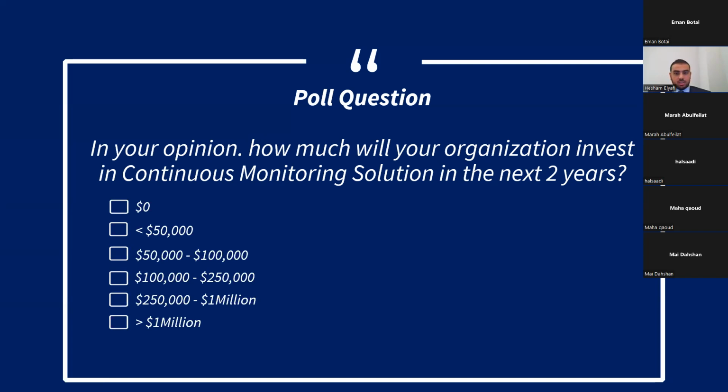So I can see so far answers in the range of less than 50,000, between 50 and 100, and less than a million. I can see a 1. I wasn't expecting to see a 1. So it's good that the majority of the people are going within the 50 to 100,000 range.